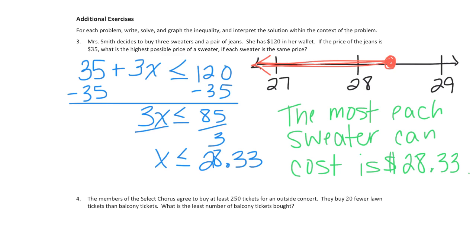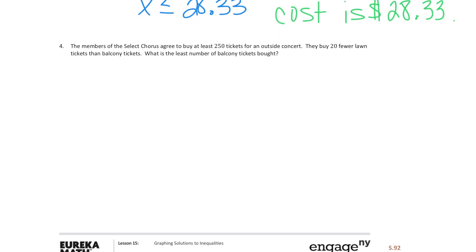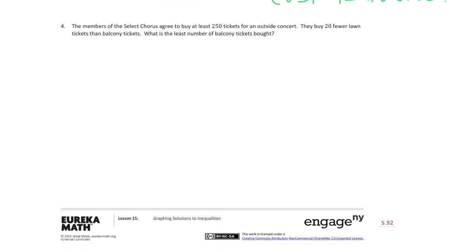Okay? All right, problem number 4. The members of the select chorus agree to buy 250 tickets for an outside concert. They buy 20 fewer lawn tickets than balcony tickets. What is the least number of balcony tickets bought? So if B is the balcony tickets, then the lawn tickets is B minus 20.